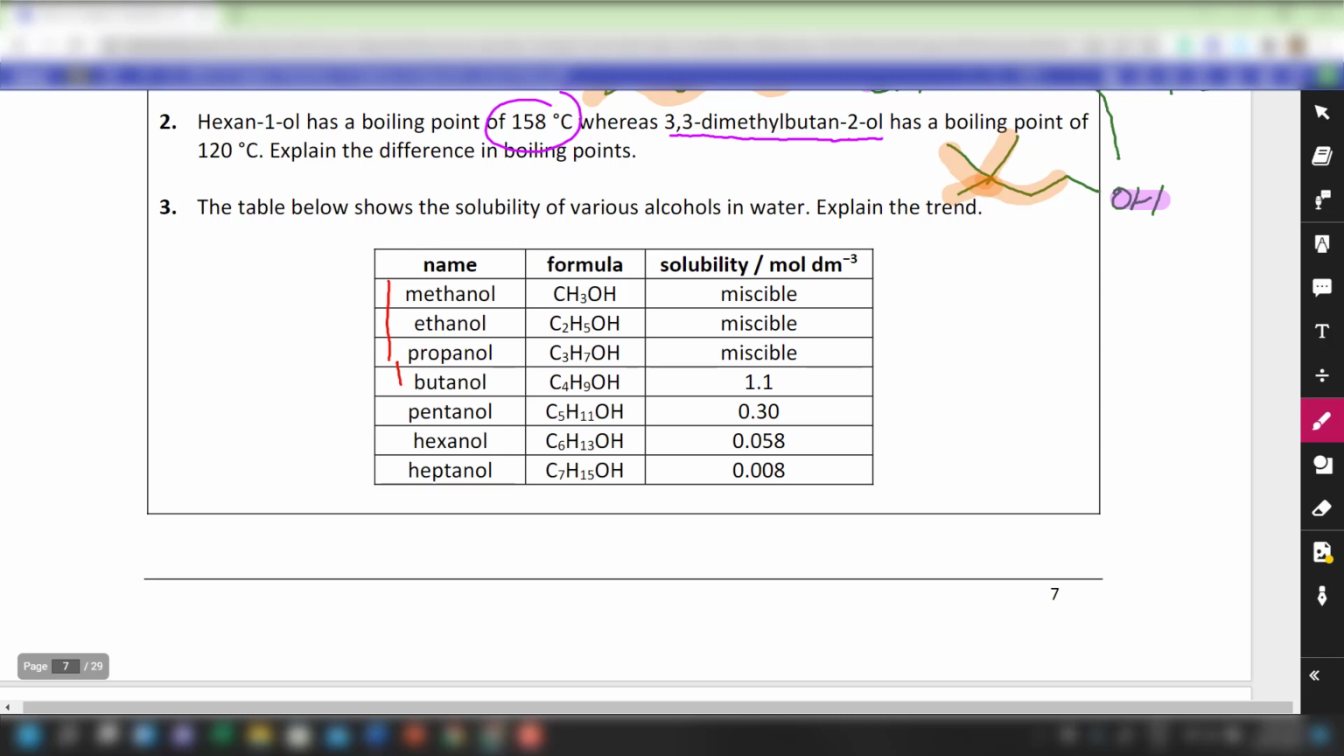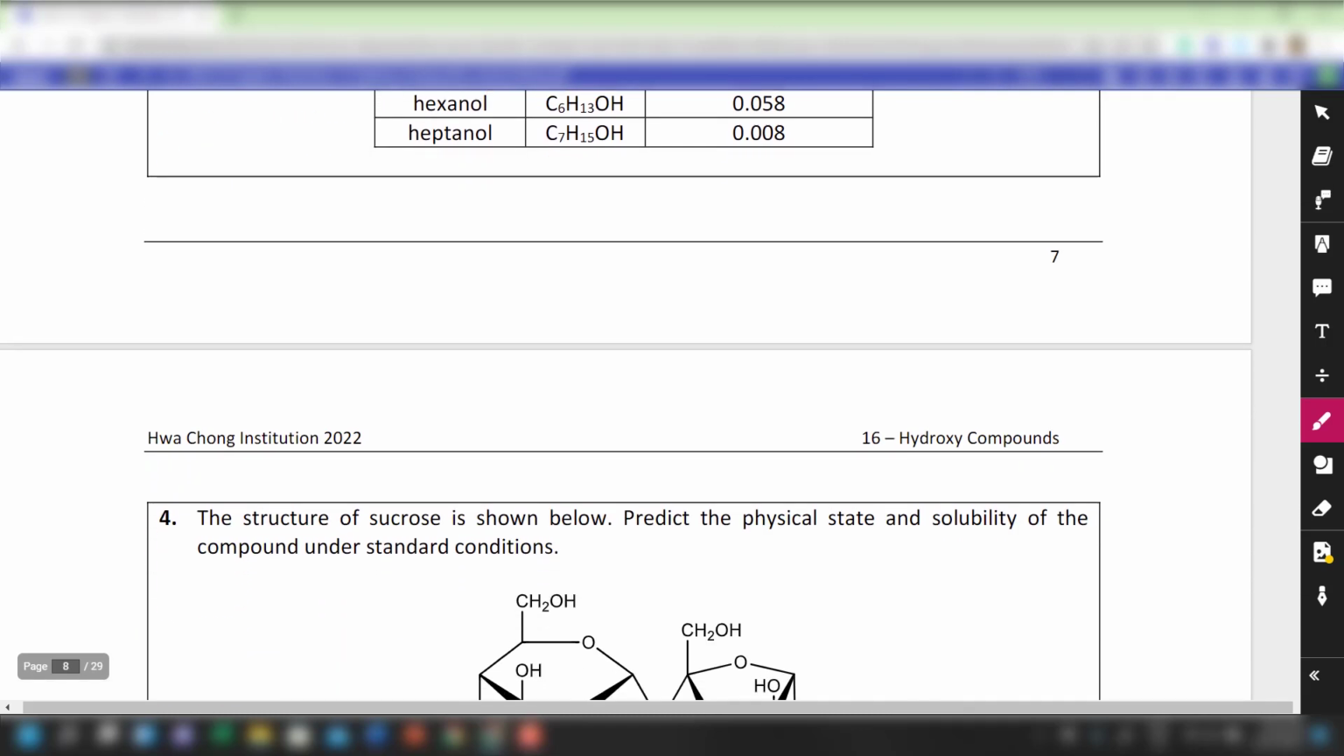If you remember another factor which we talked about, the longer the chain, it also means the greater the probability of the long chain interfering with the hydrogen bonding formed between the OH group and water. So that can also be explained in your answer. Okay.